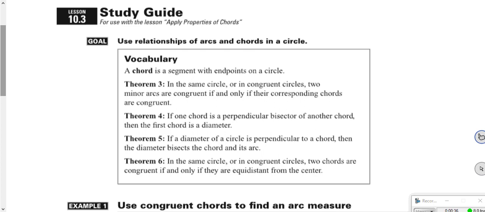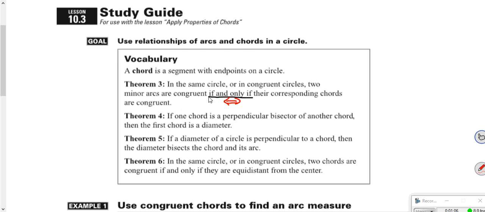Theorem 3, in the same circle or in congruent circles, 2 minor arcs are congruent if and only if. Now remember this, if and only if, you guys remember that, that's like a double arrow. Okay, it's a biconditional statement. It goes both ways. So, 2 minor arcs are congruent if and only if their corresponding chords are congruent.